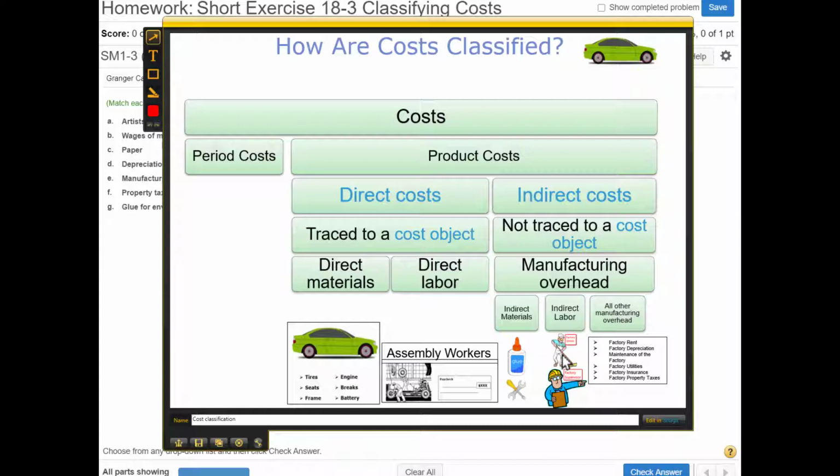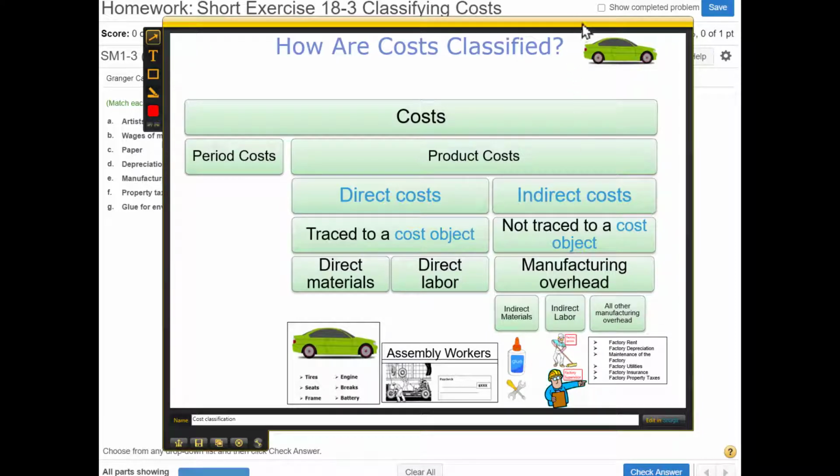And you have people who work in the factory, like the factory janitor and the factory supervisor. They work in the factory, so their wages are a product cost, but you can't tie their salary directly to certain cars, so they are indirect labor. Then all other manufacturing overhead would include things like the factory rent, factory depreciation, maintenance of the factory, factory utilities, factory insurance, factory property taxes, etc. So all three of these are just subcategories of manufacturing overhead.